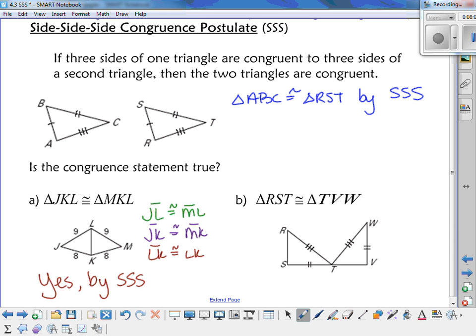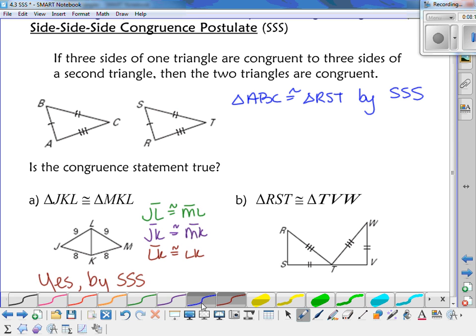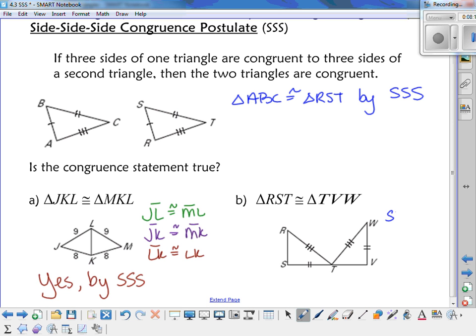All right, so now if I look at example B, I can see that they gave me that ST was congruent to VW, and they also gave me that RT was congruent to TW, but they only gave me 2 sides. They didn't tell me anything about RS and TV, so there is not enough information.